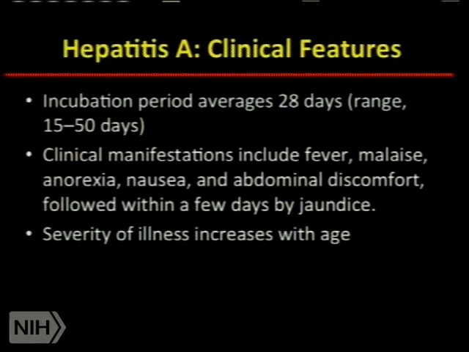So what about the clinical features of the viral infection? The average incubation period is about 28 days with a range of 15 to 50 days. And the clinical manifestations include a mild febrile illness accompanied with malaise, anorexia or loss of appetite, nausea, mild abdominal discomfort, and then usually followed in a few days by jaundice. And the severity of illness increases with age. So in younger individuals, it's usually a mild subclinical infection, but as you get older, you're more likely to develop jaundice and symptoms of the infection.